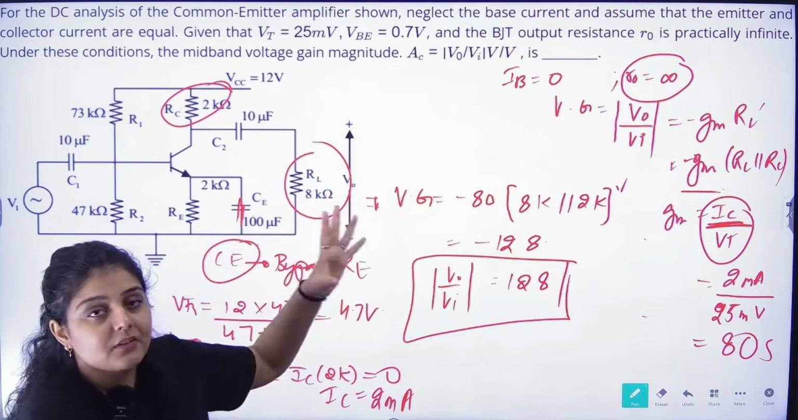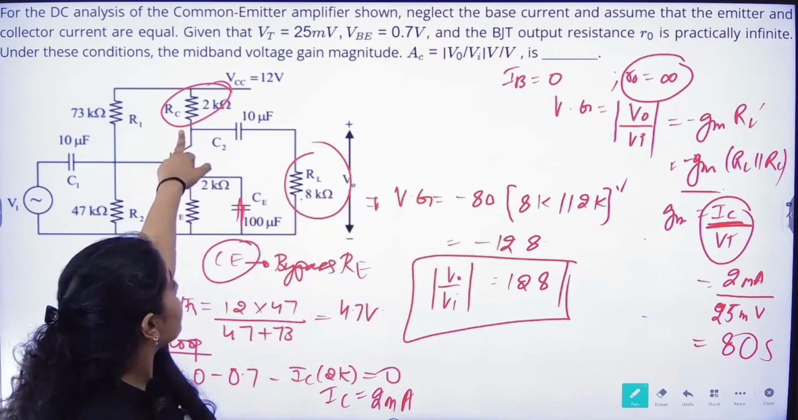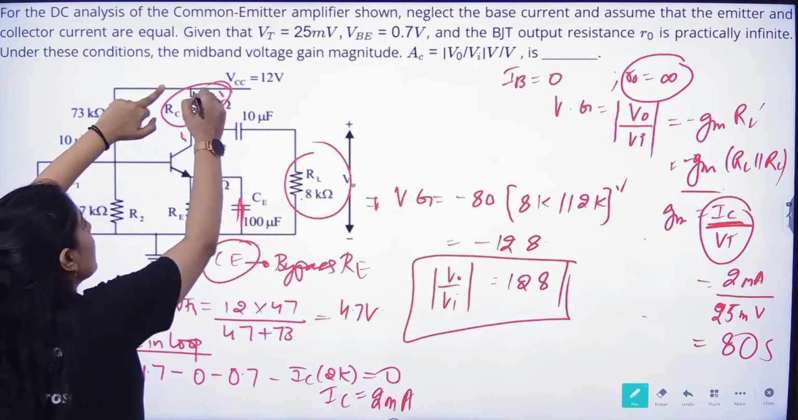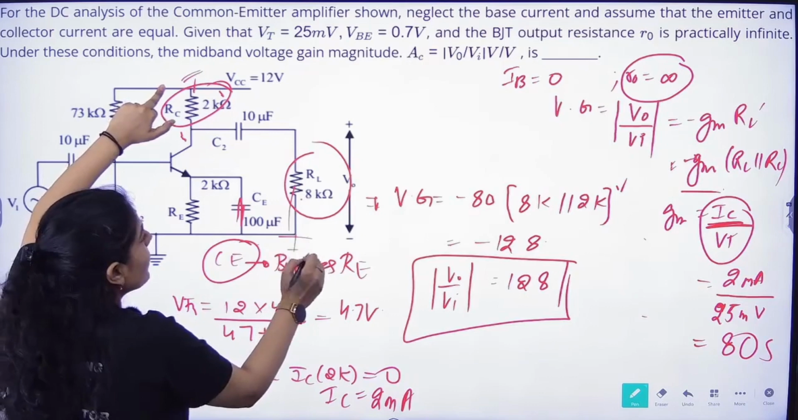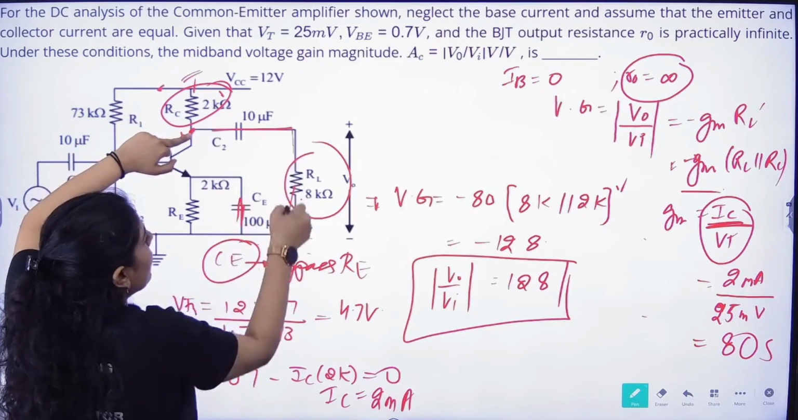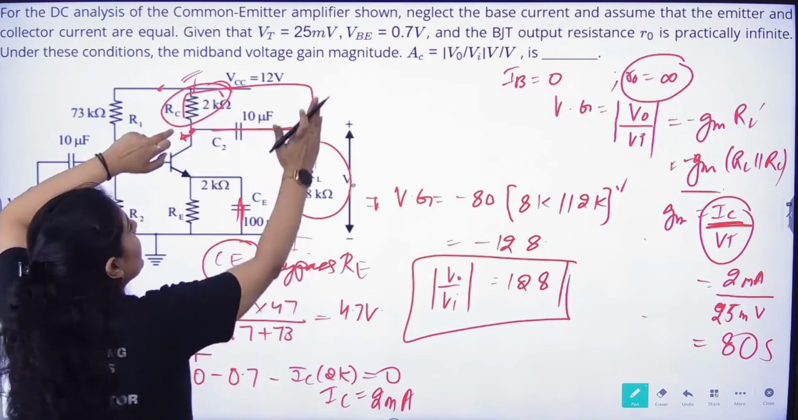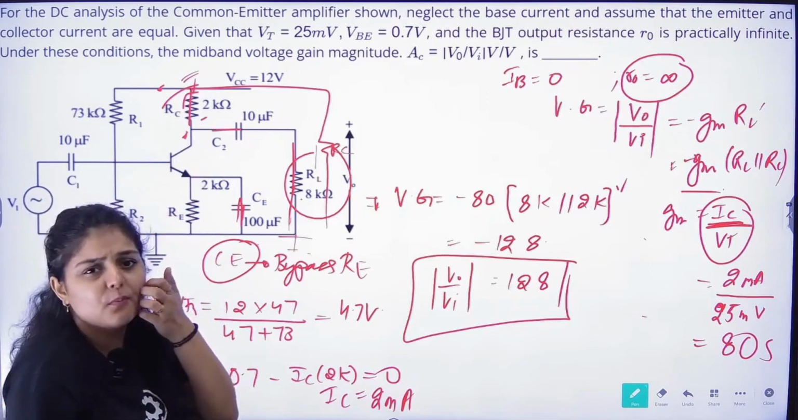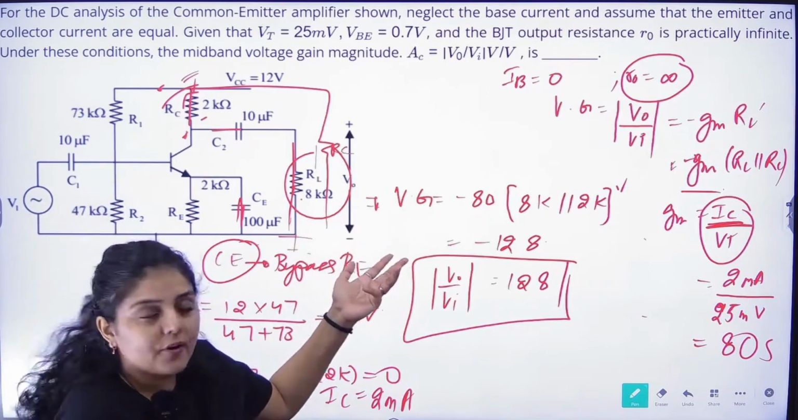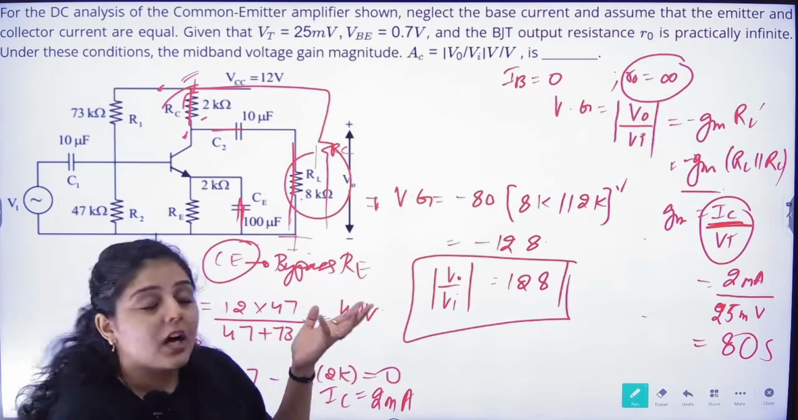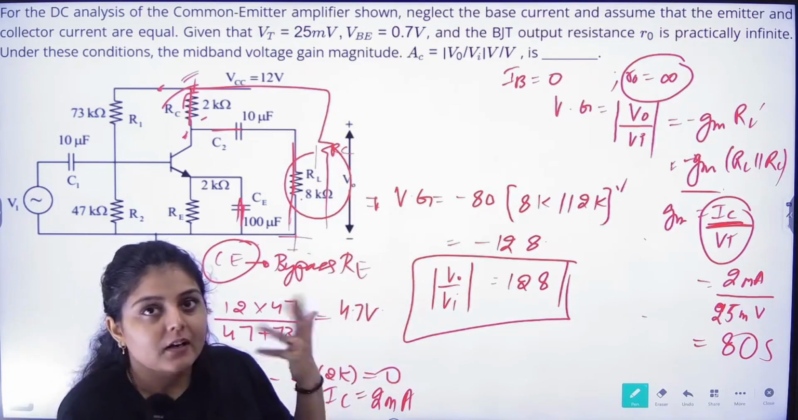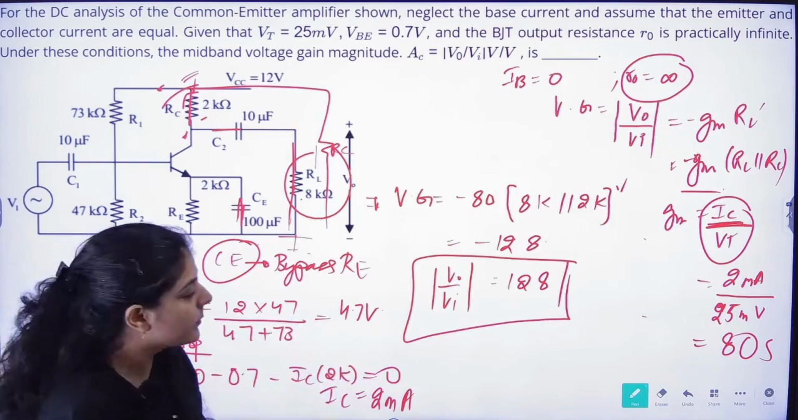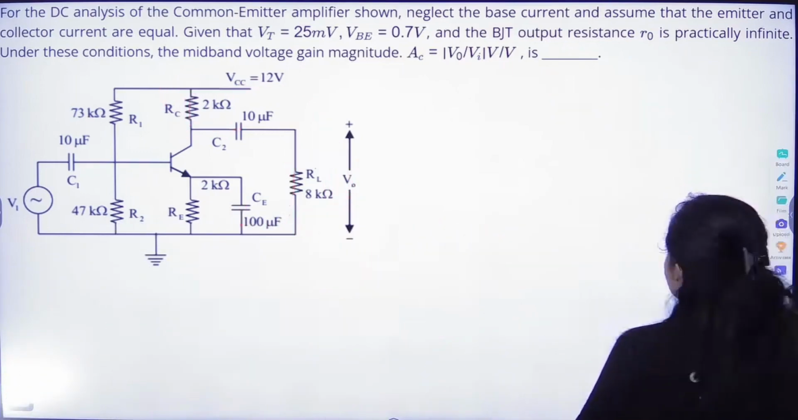So RL is everything which comes into the load. This and this will come into the load, because when we are doing the AC, this will also be grounded, and this is anyway grounded. So both will come parallel to each other, right? This will also come parallel to this. And if R naught is also there, if they give us the value of R naught, then it will also come into the parallel. But they have given that it is practically infinite, so we'll just assume that to be open circuit. Okay, moving on.